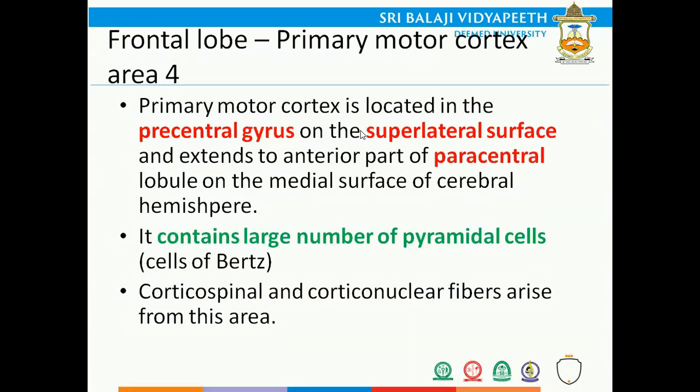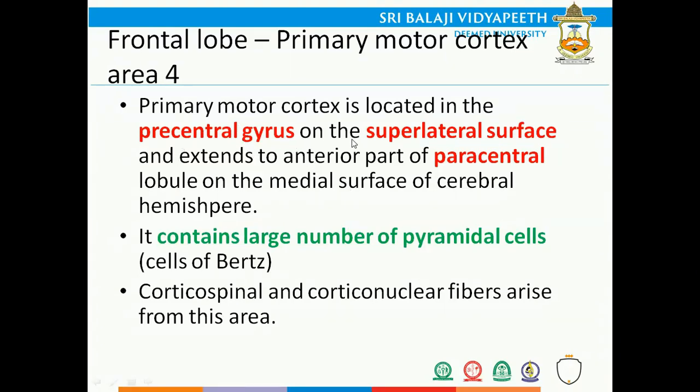So let's talk about area number 4 first. It is otherwise called the primary motor cortex, located in the precentral gyrus. Now you are familiar with what the precentral gyrus and the precentral sulcus are. So this precentral sulcus and gyrus will accommodate the primary motor cortex.